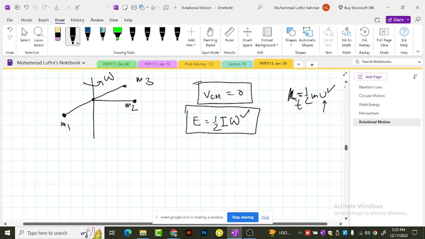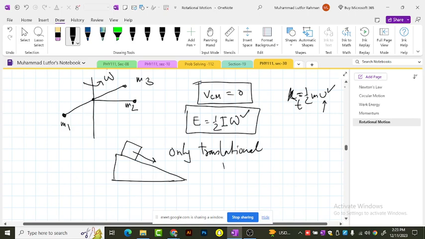If a system is moving, let's say I have an inclined plane, and I release a block, this block is going to slide downward, right? It has only translational motion, which means its center of mass is moving with some velocity, right?